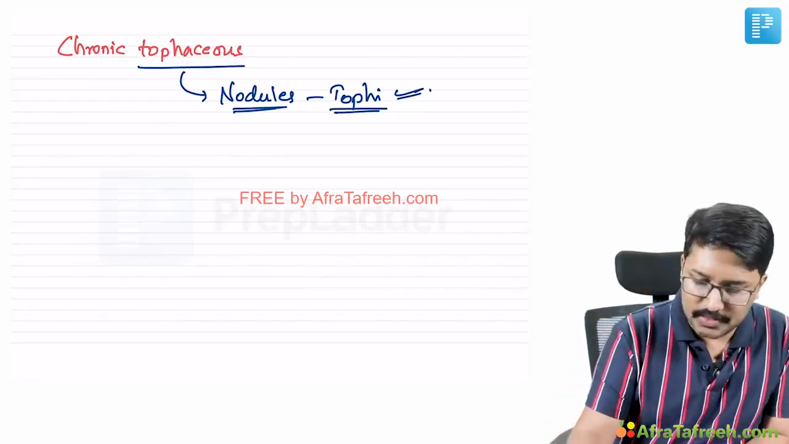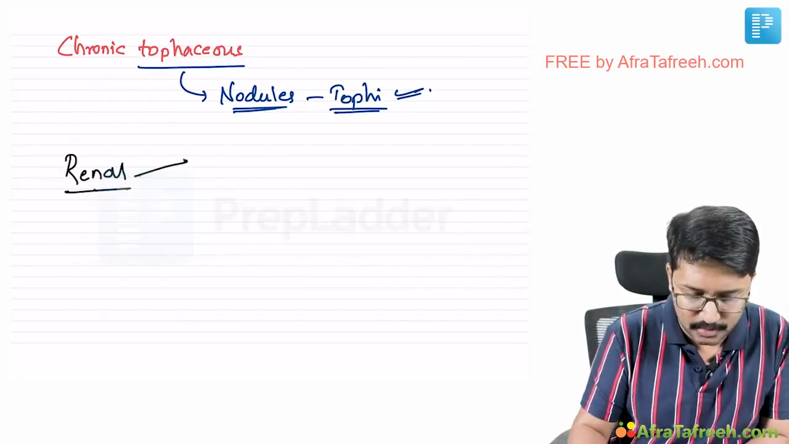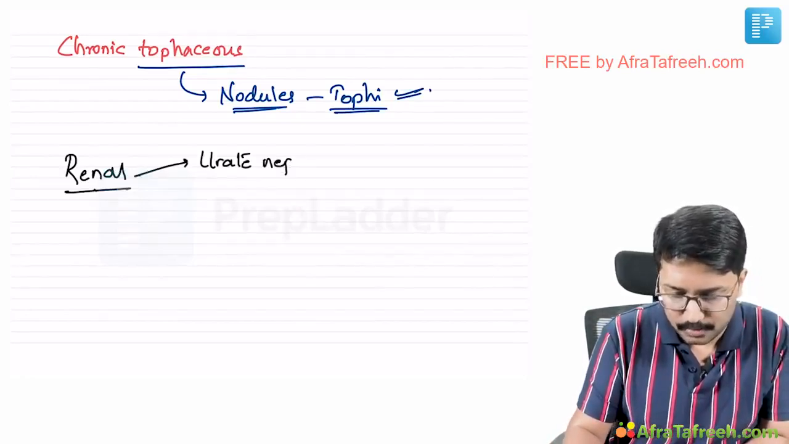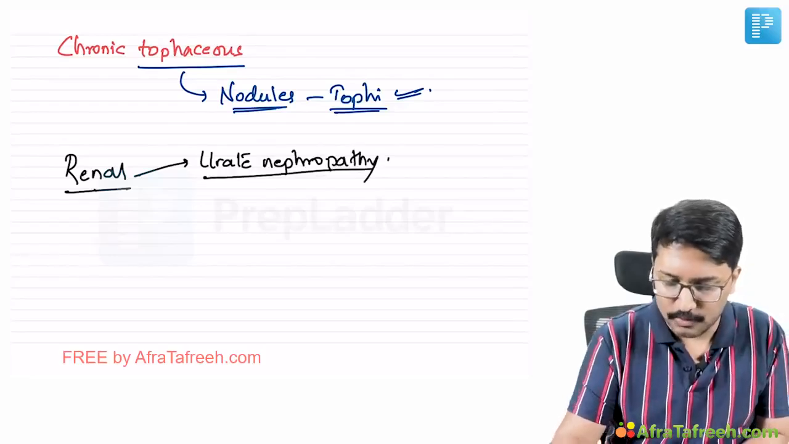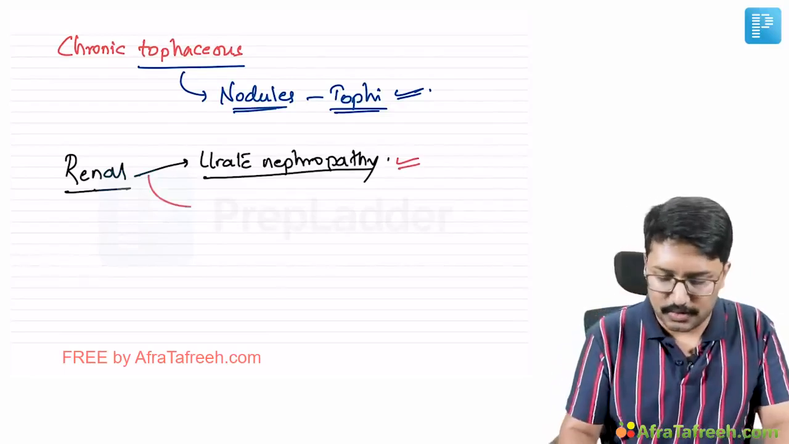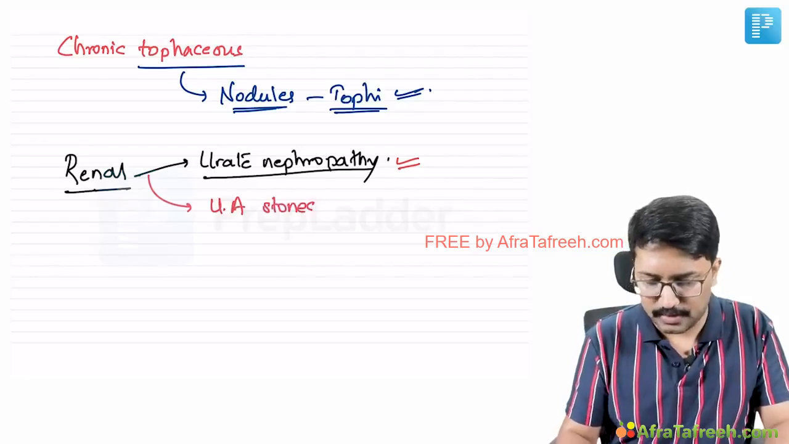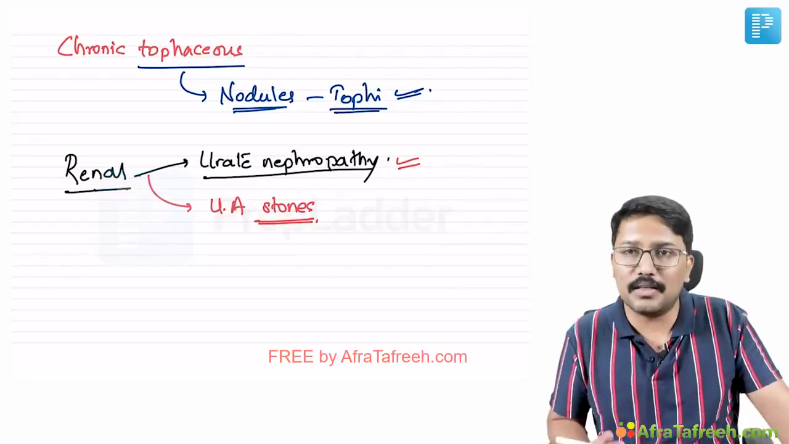Okay. Apart from these, patients can present with involvement of kidneys. The renal involvement can be in the form of, as we have already discussed, urate nephropathy, right? Urate nephropathy means interstitial deposition of monosodium urate crystals. So it's an interstitial kidney disease. Then there is also increased risk of formation of uric acid stones. Uric acid stones, right? So these are the usual ways of presentation of patients with gout.